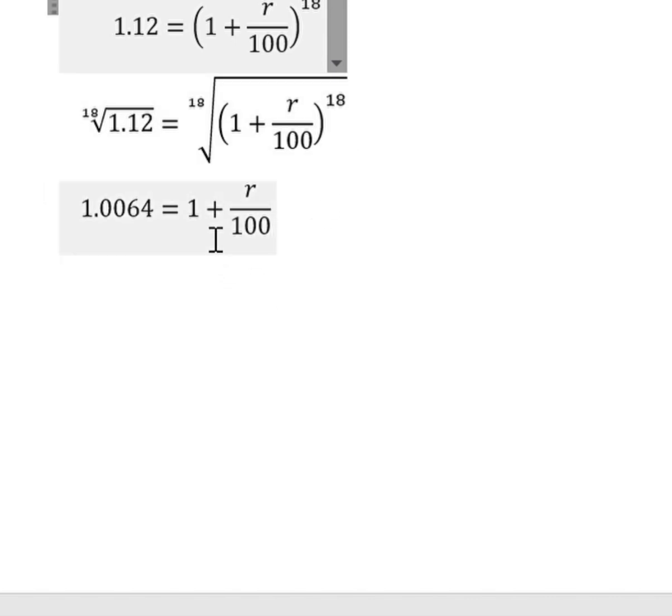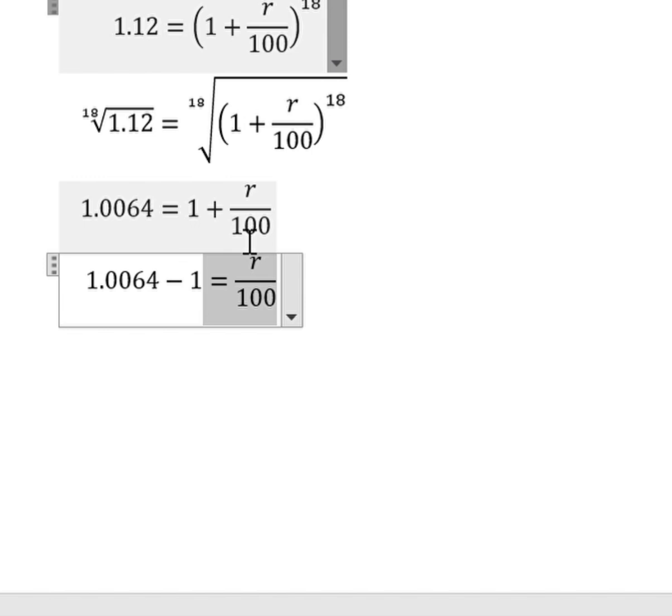Now let us take 1 across the equal sign. So we shall have, on this left hand side, 1.0064 minus 1, because when 1 crosses the equal sign, it changes to minus 1, is equal to r over 100. When you subtract this, you get 0.0064 being equal to rate over 100.